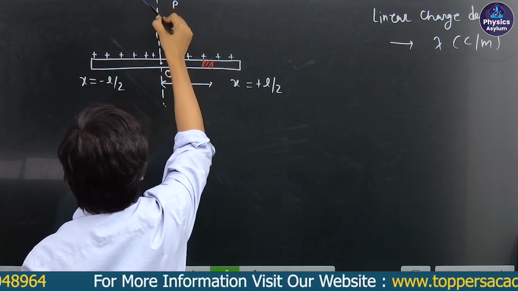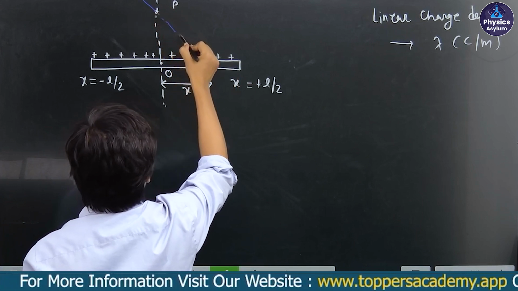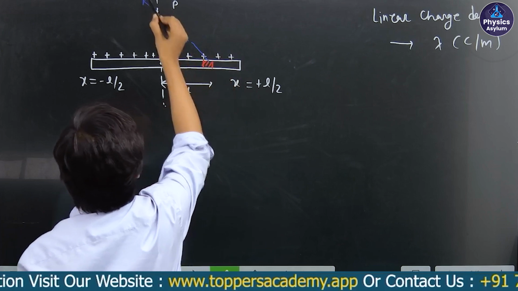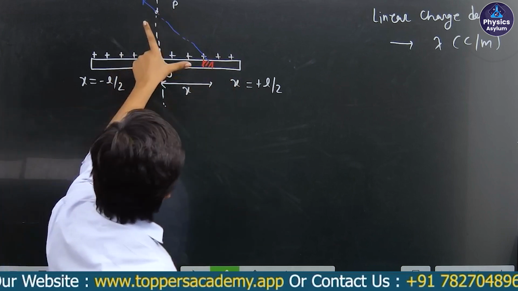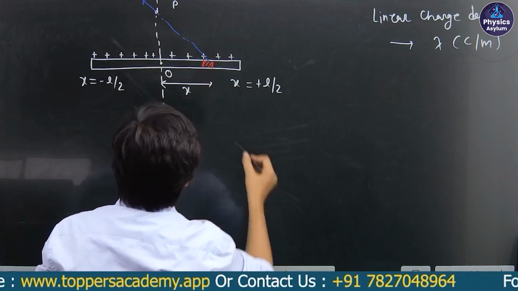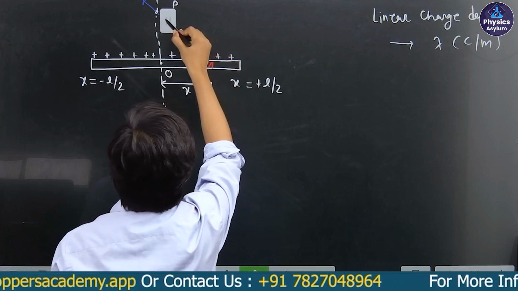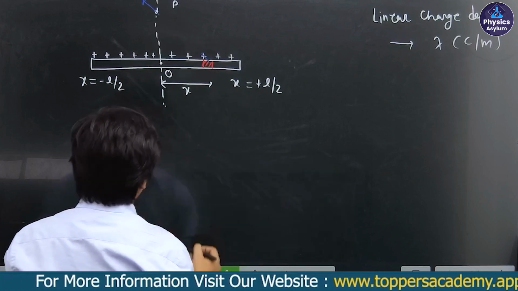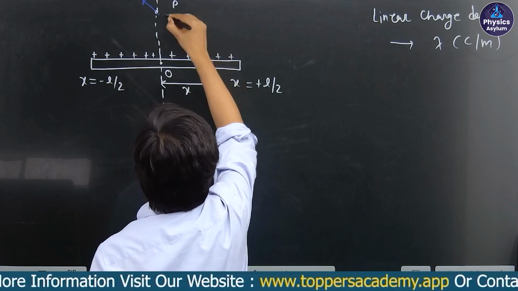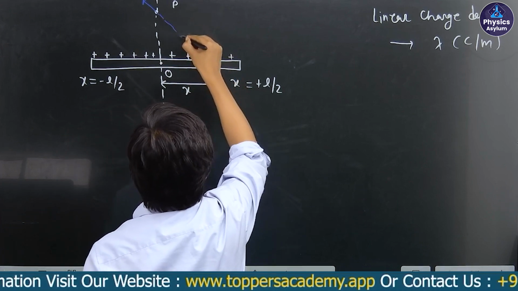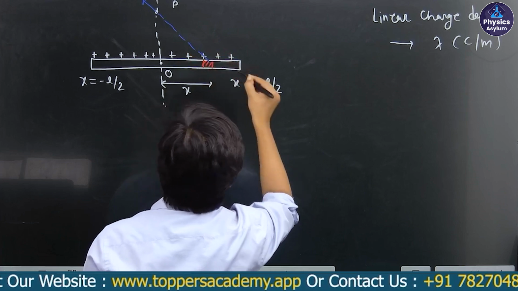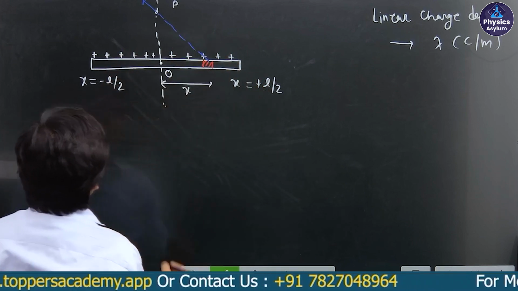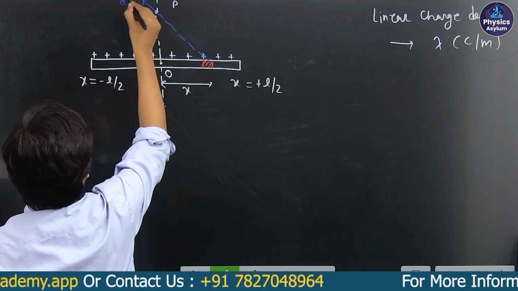That will be in this direction. If I make a line joining this charge element with the point, then the electric field due to this element, I say it is dE.